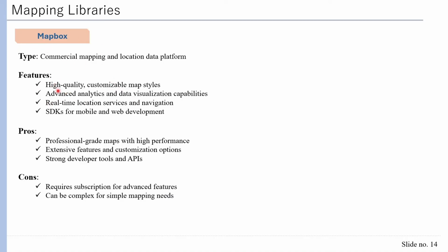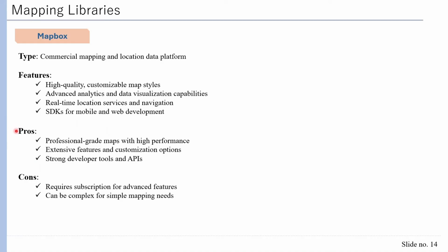The features are that it serves high quality maps and it's good for advanced analytical functionalities and advanced data visualization. For example, Mapbox supports 3D GIS, so you can render and show 3D features with Mapbox, but you cannot do that with Leaflet. That is one of the limitations of Leaflet. It also has different SDKs for mobile and web development.